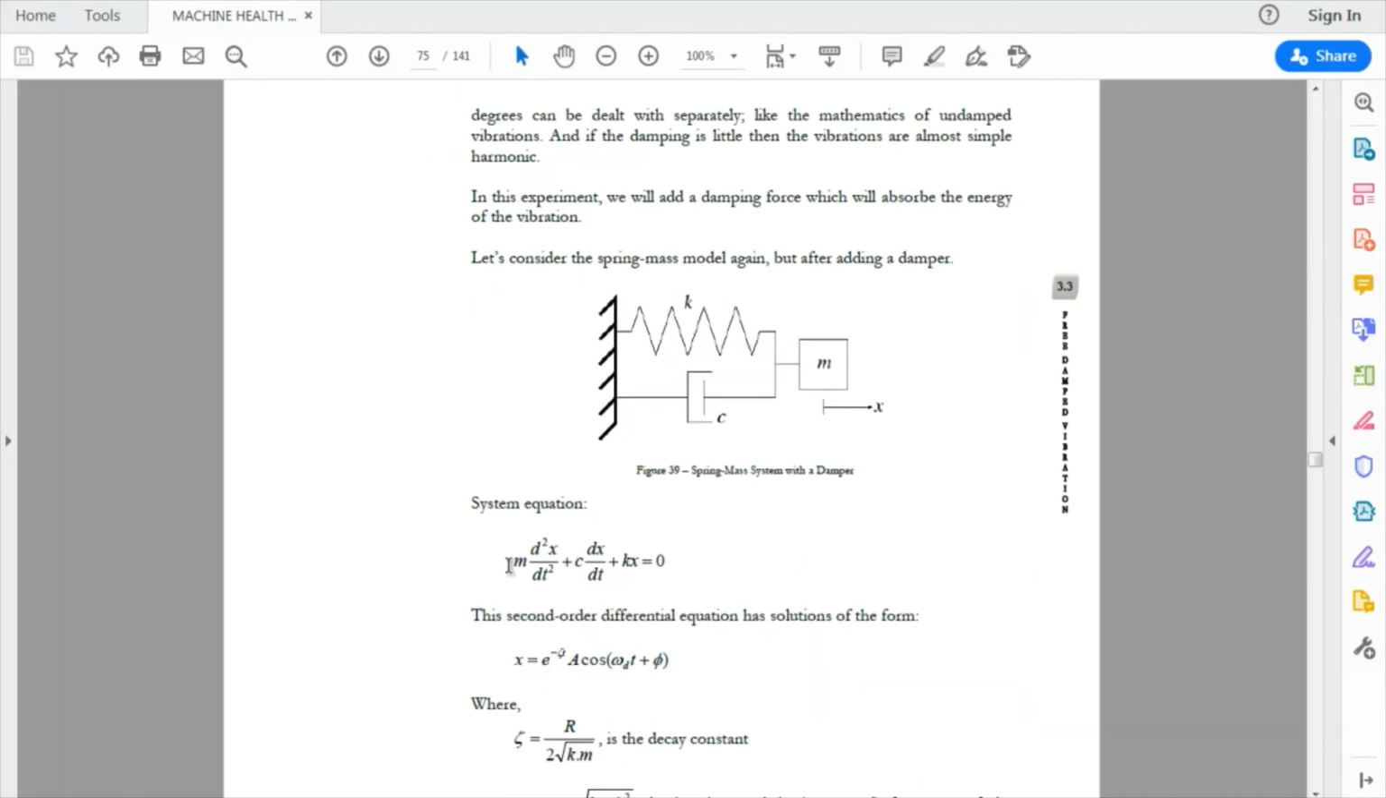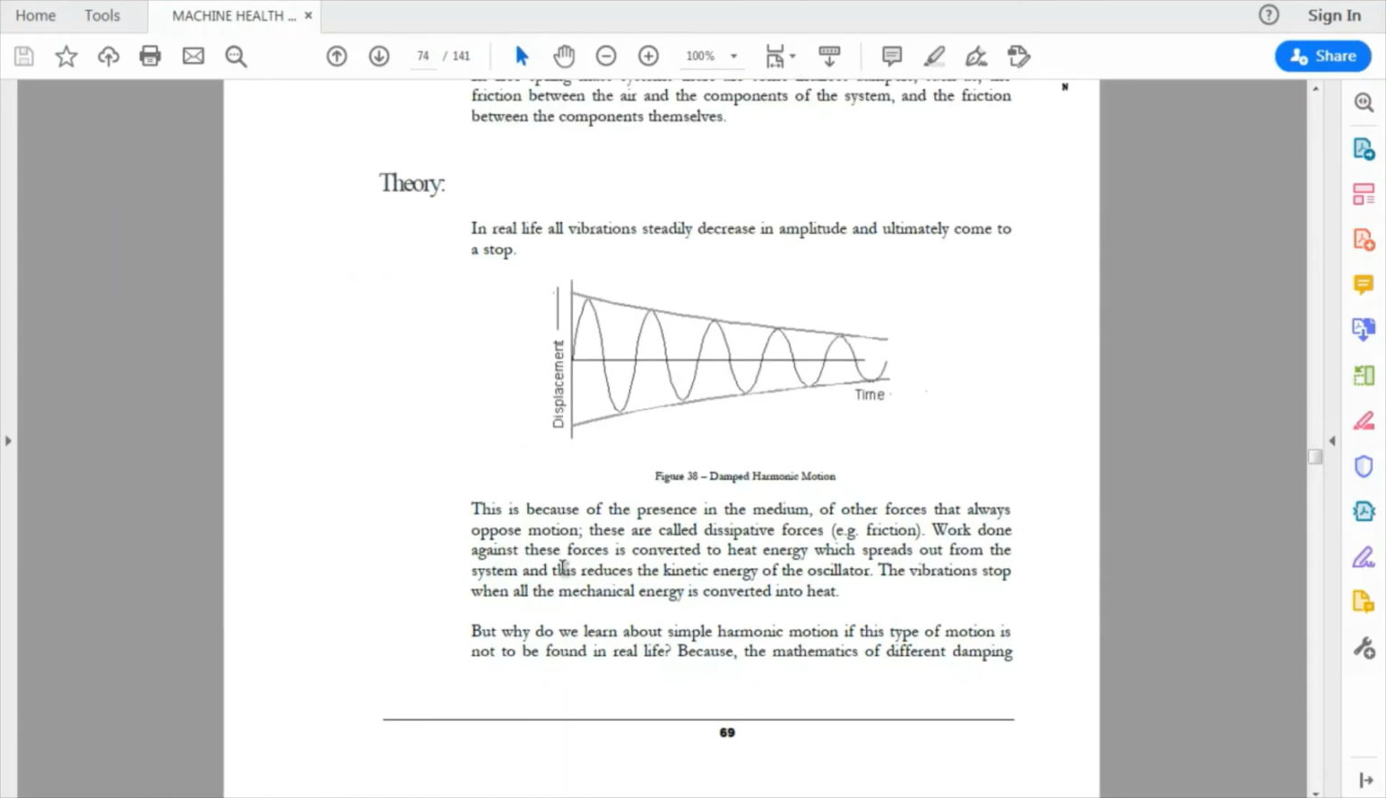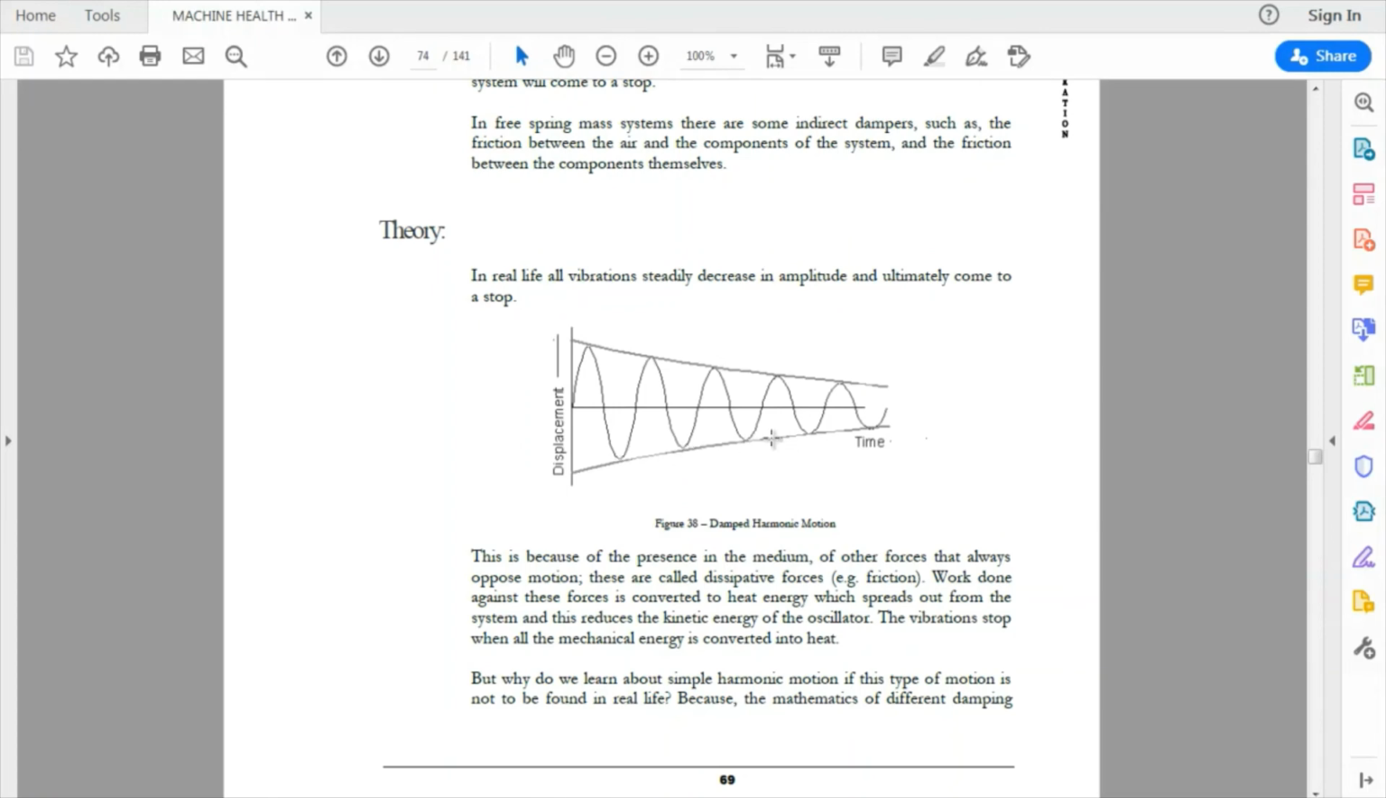Solving that equation, the second order ODE, will give us x, the displacement. It has two parts: one for the oscillations itself, the sine or cosine wave, and the exponential term for decaying. It's exactly this envelope of decaying, showing that the value of amplitude is reducing with time.